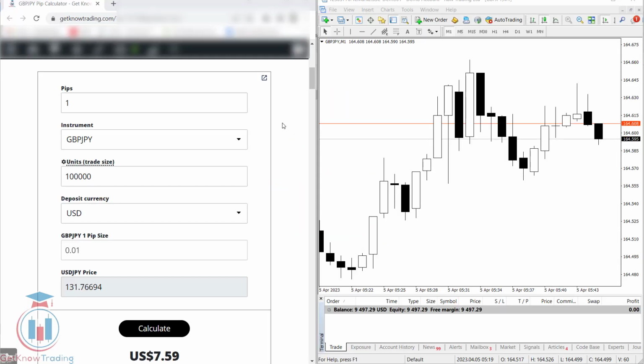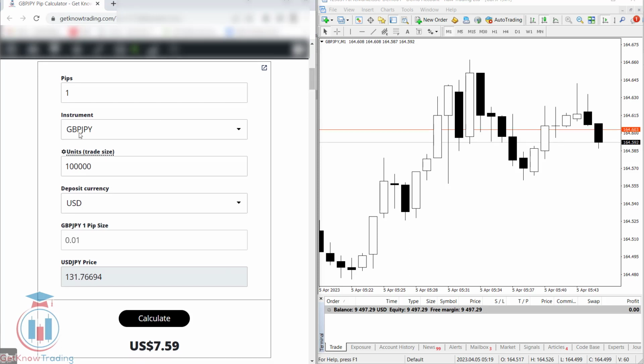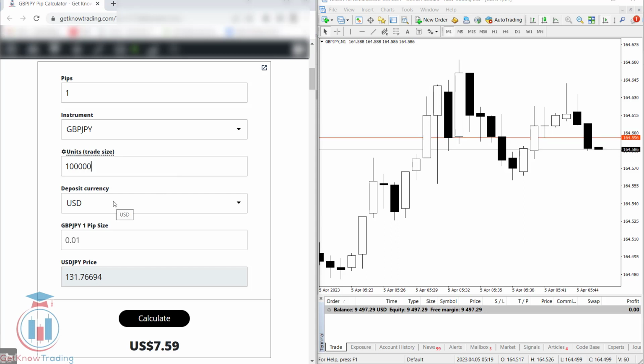GBP Japanese Yen Pip Calculator is the calculator you can find on Get No Trading website, where you will see these empty fields that you need to populate with the parameters that are needed to calculate the Pip value. For example, here is the example of 1 Pip, where we have GBP Japanese Yen currency pair. We have 100,000 units, which means a lot size, and also deposit currency, which in this case is US dollar.